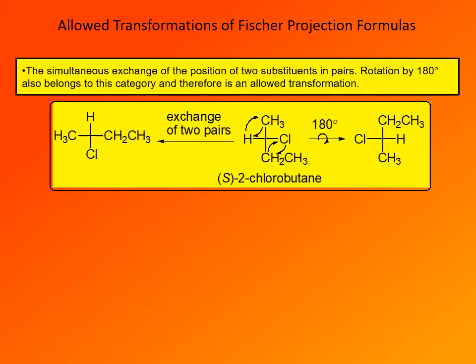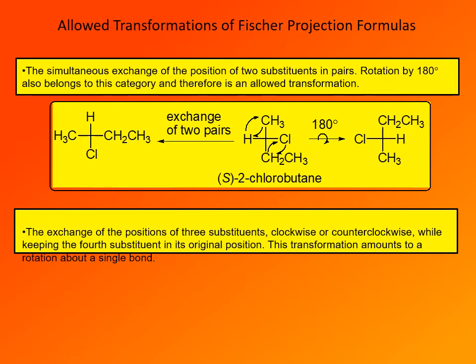So the middle is S-2-chlorobutane, and you can exchange two pairs, as indicated by arrows, positions of methyl group and hydrogen, and chlorine and ethyl group, and you obtain representation of the same molecule on the left. Or you can do 180 degrees rotation, and you obtain representation of the same molecule shown on the right.